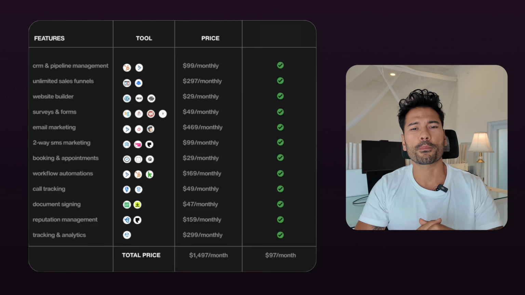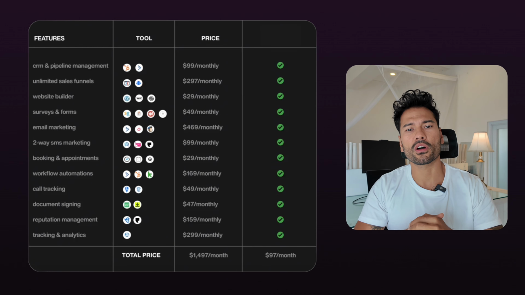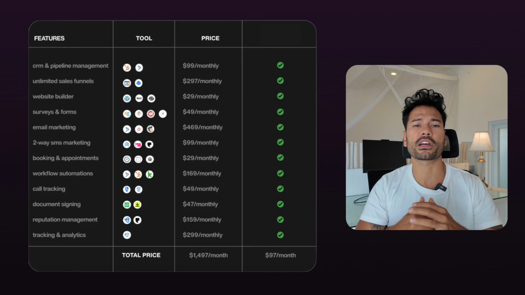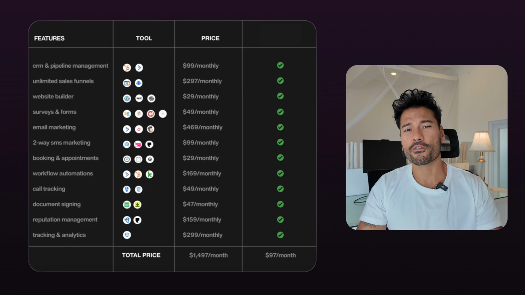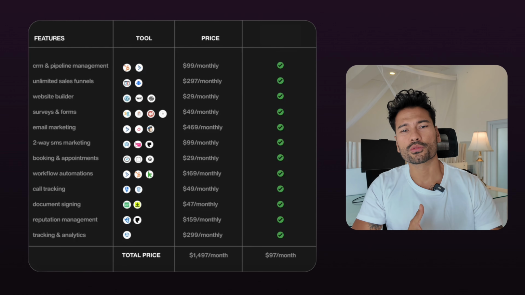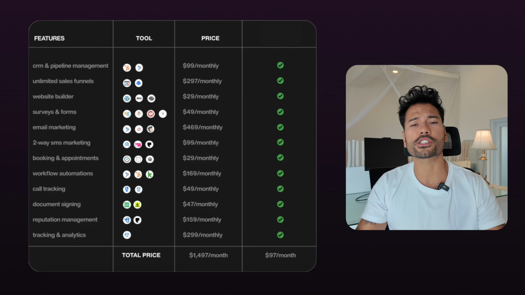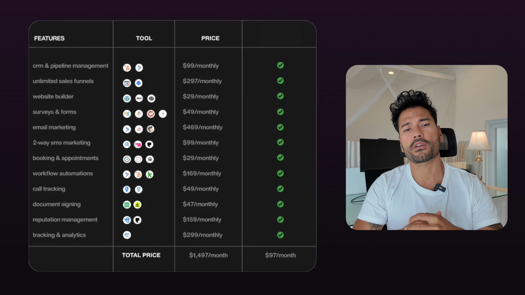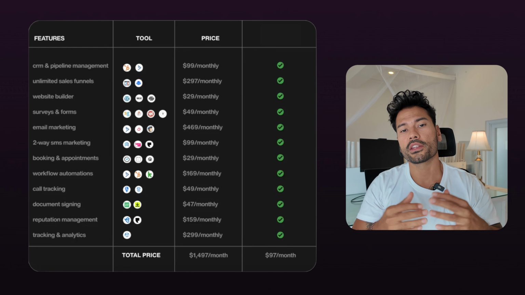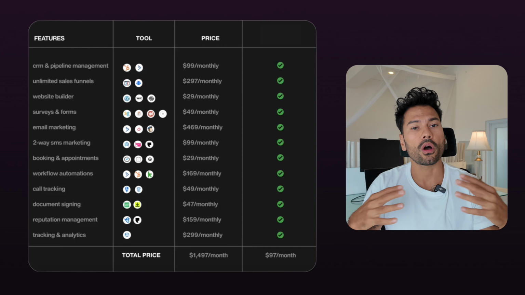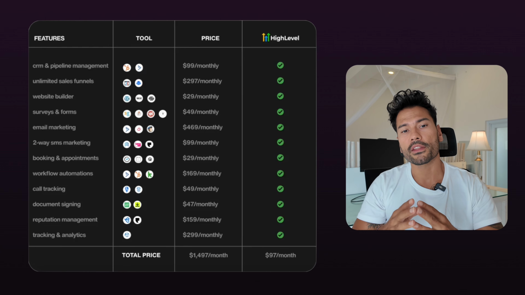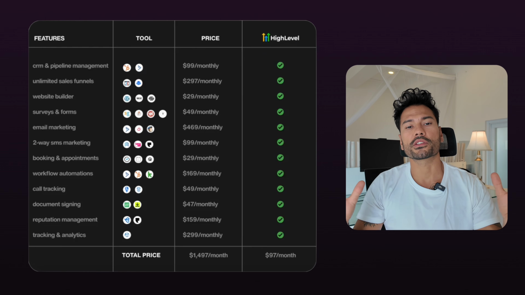Right now, most people are paying for a CRM less than $99 a month, a funnel builder $297, email marketing $469, booking software $29, maybe workflow automations $169, forms, call tracking, reputation management, analytics, all separate tools, all separate subscriptions, and it all adds up to $1,500 a month. None of them talk to each other, and you will not find anyone who is an expert on all of them together. Or you use one platform that does all of this for $97 a month.